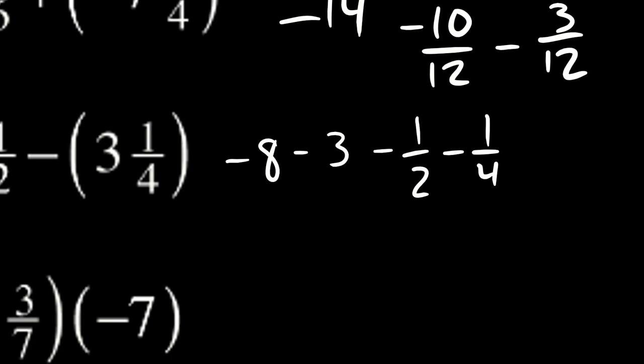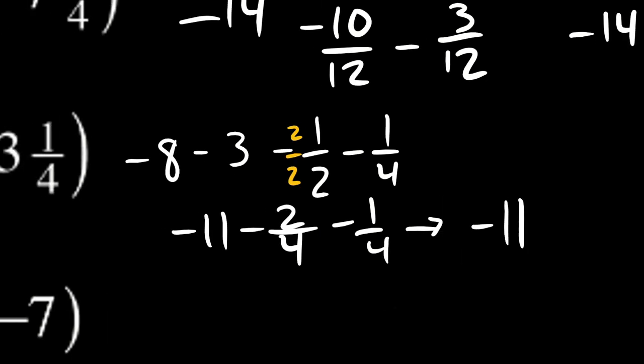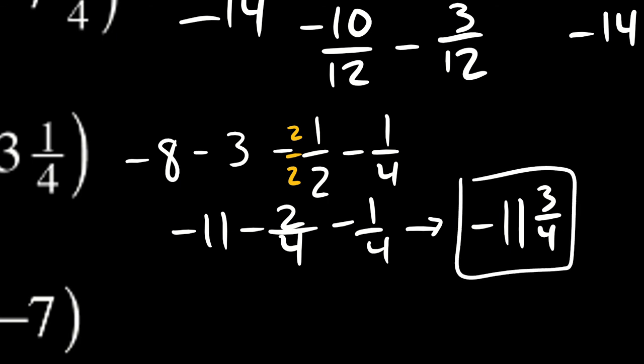Negative 8, 9, 10, 11. This is negative 11. And then I've got, this is not bad. This is almost recognizable, right? If I multiply this by 2 over 2, this becomes a minus 2/4, and then minus 1/4. So what we've got here is negative 11. And then 1, 2, 3, minus 3/4. So negative 11 and 3/4. That's the easiest one so far.